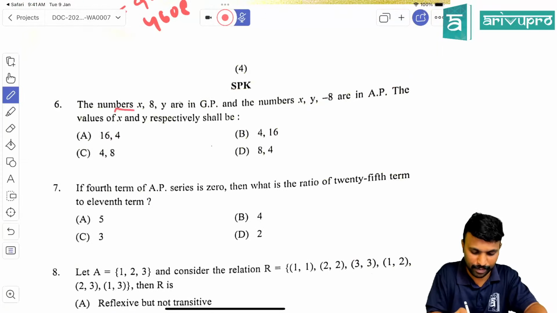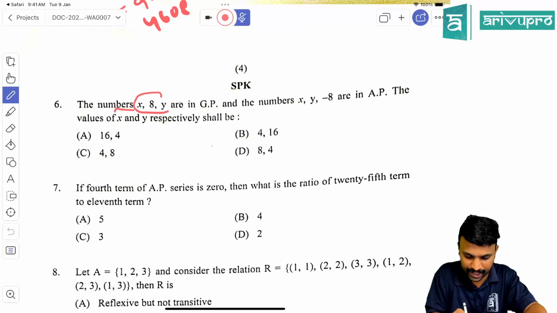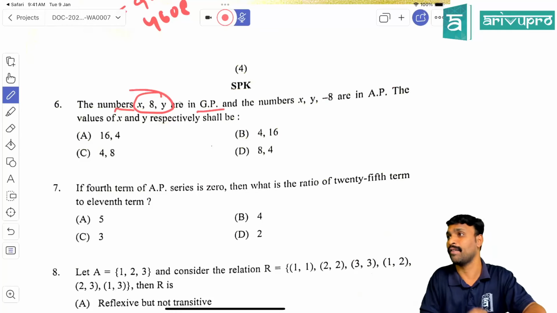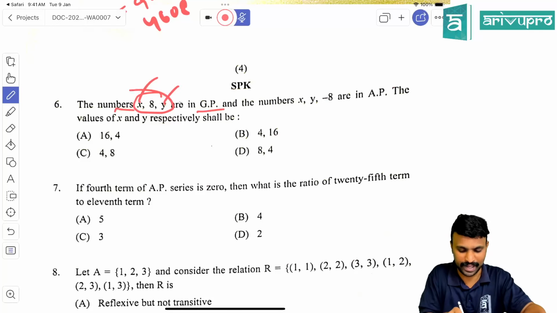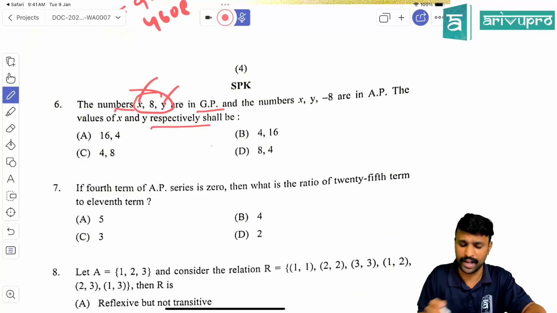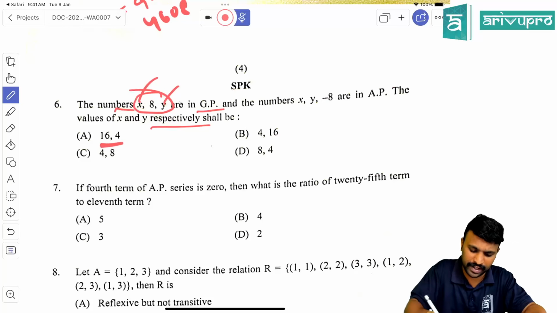The question is, the numbers x, 8 and y are in GP. If x, 8, y are to be in GP, obviously what are x and what are y? So I have to hit the options, because x and y are there in the options only. If I hit the first option, x becomes 6 and in between 8 is there, and y becomes 4.